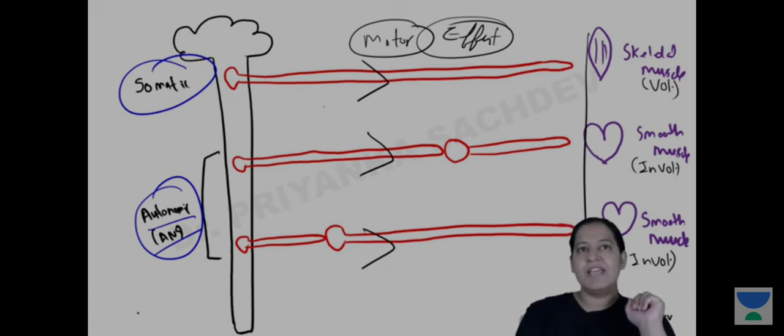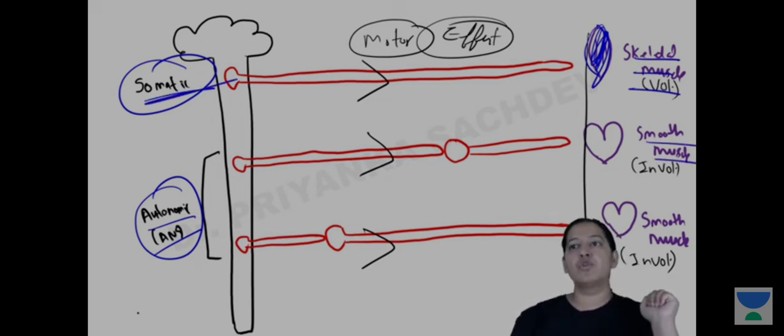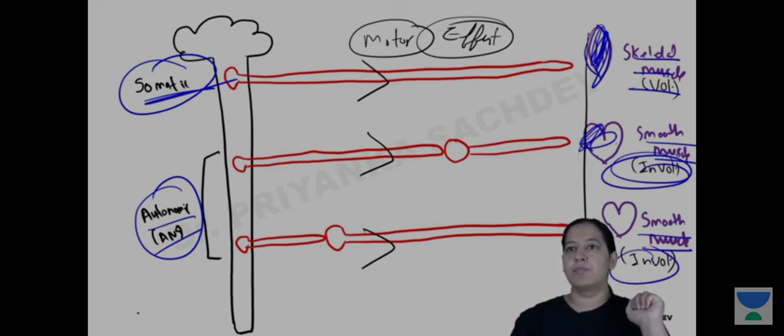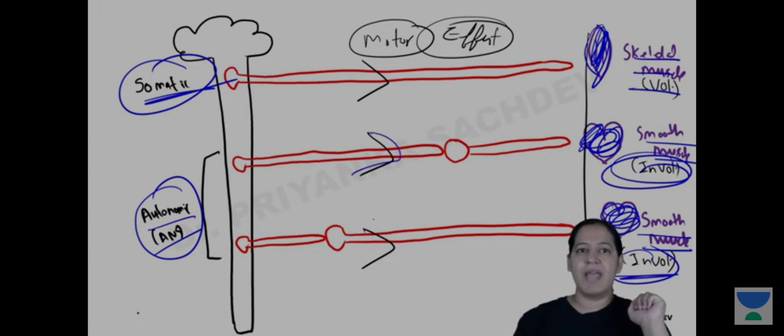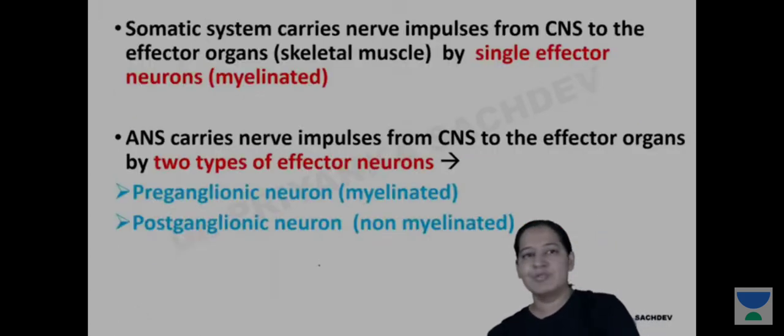If the nerve is supplying a voluntary muscle, that is skeletal muscle, it is known as somatic. Skeletal muscle is a voluntary muscle. And if the nerve is supplying smooth muscle, you know smooth muscle is involuntary muscle. You can see smooth muscle here, and here. So it is an involuntary muscle. If the nerve is supplying involuntary or smooth muscle, it is known as autonomic. So two types of nerves are there. Done.